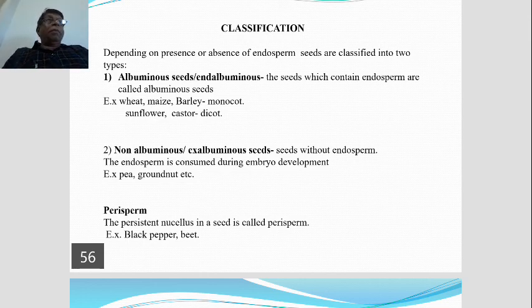See, the members of the family Poaceae. Say, for example, you take wheat, take maize, take barley. These are very good examples of seeds which contain endosperm. Okay.